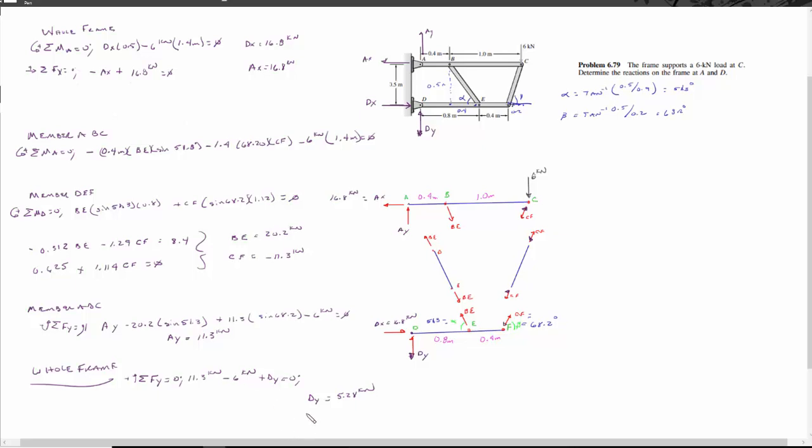You might want to analyze it yourself and see if you agree. If you don't, we can get online and take a look at this to see what questions you have. Really, it's asking for A and D, so here's AX and DX, and then AY and DY. Those would be your final answers there.